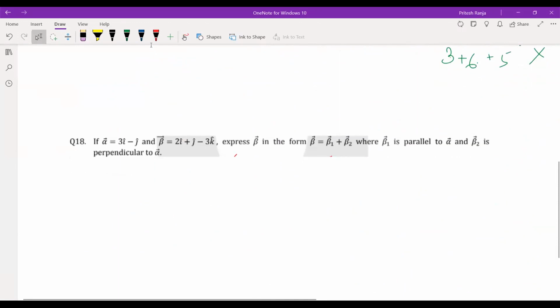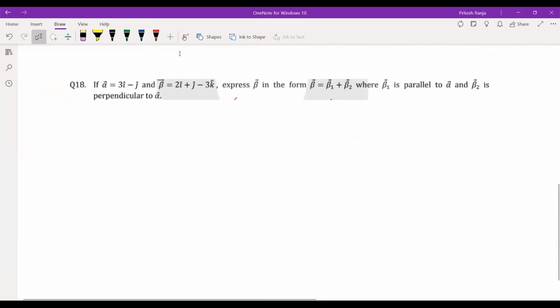So 18 says that if alpha vector is 3i minus j, beta vector is 2i plus j minus 3k, express beta in the form beta 1 plus beta 2, where beta 1 is parallel to alpha vector and beta 2 is perpendicular to alpha vector. So it is given that beta 1 is parallel to alpha vector.